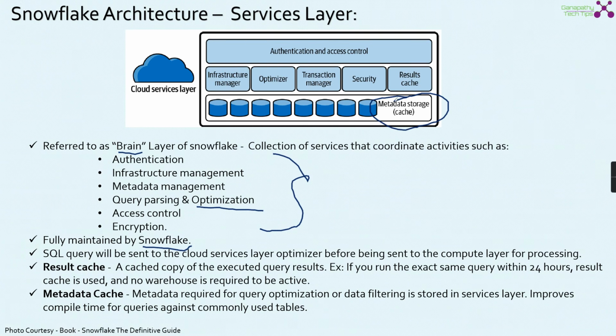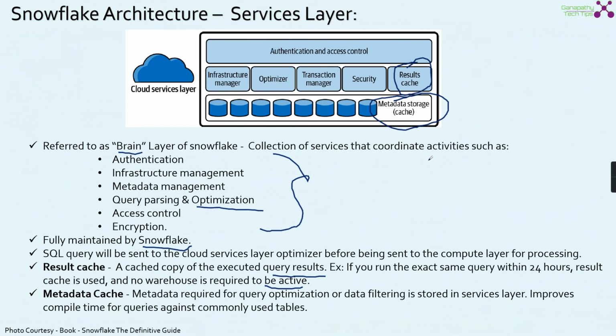Some important things to see here, you can also see some caching. You can see the metadata cache, you can see the results cache, right? So what is the functionality behind this? The results cache will be storing a cached copy of your executed query results. So if you run the exact same query within 24 hours, the results cache will be used. No warehouse will be required to be active for this.